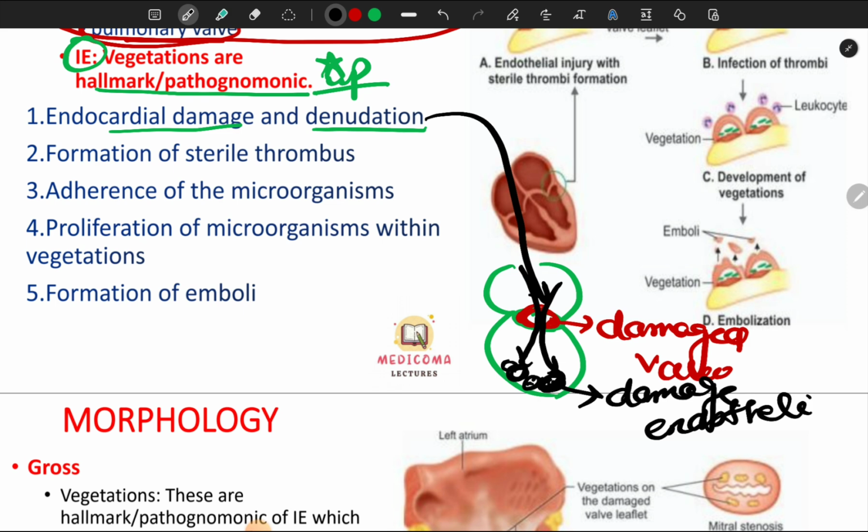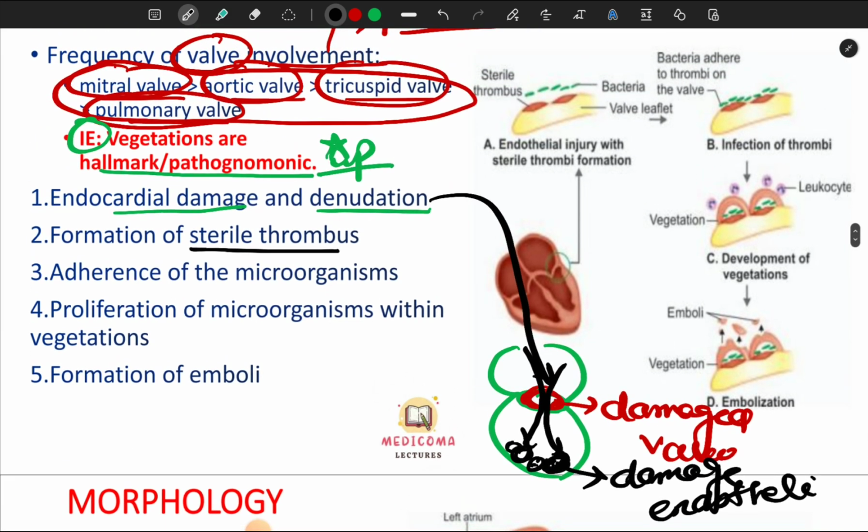After there is damage to the endothelium, what is next? There is formation of sterile thrombi. The damaged endothelial surface attracts focal deposition of platelets and fibrin, and there is aggregation of the platelets and fibrin. When the platelets and fibrin come together, they form sterile vegetation. So this is the sterile vegetation formation.